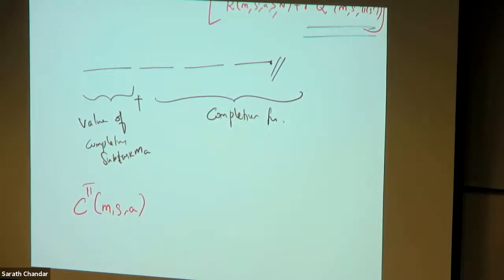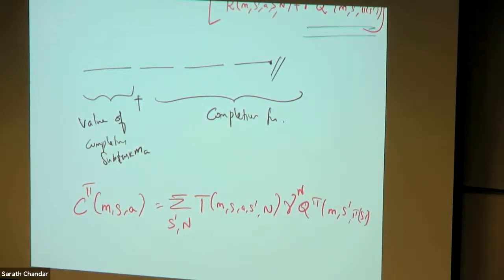Okay. Now the C function is what is the rest of the Q value after the completion of this task. So this is nothing but summation over S dash, N, T of MSA S dash N, gamma power N, Q pi of M S dash pi of S dash. Is that clear?